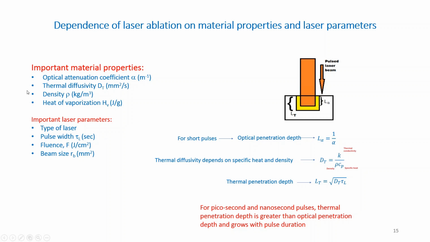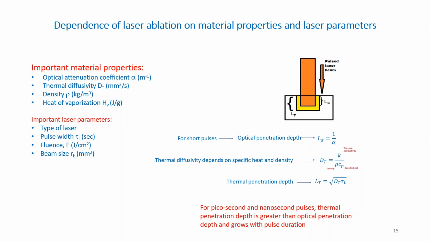And then thermal diffusivity, D_T, which is measured in units of millimeters squared or meters squared per second, is basically thermal conductivity divided by density and specific heat. So that's another parameter. Then of course D_T depends on density, and then there's the heat of vaporization in joules per gram, which is how much heat you have to provide to a unit weight of a substance to be able to vaporize it.